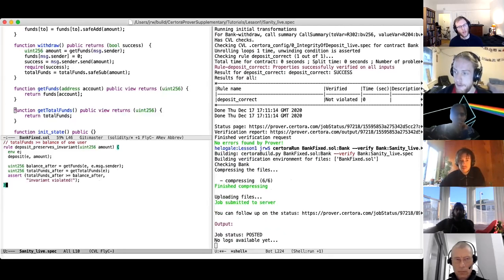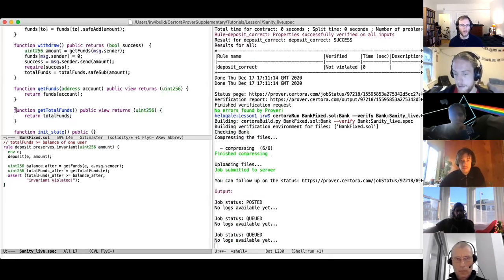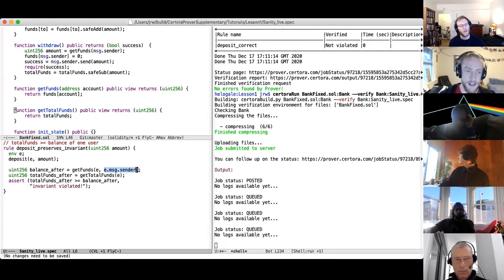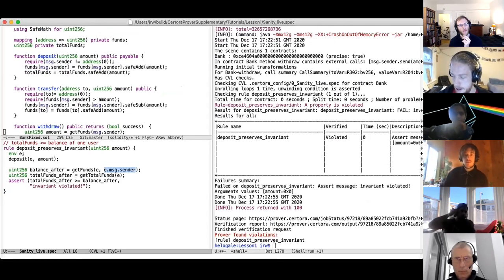A couple things about how this is encoded. The way we set it in English was the balance of any particular user, but the way we actually wrote it in the rule was to pick the user message.sender, which we didn't really need to do. We could have picked some other user. So maybe this rule is too specific in that sense, and maybe we should experiment with that. Well, let's just look at the report and see what happens.